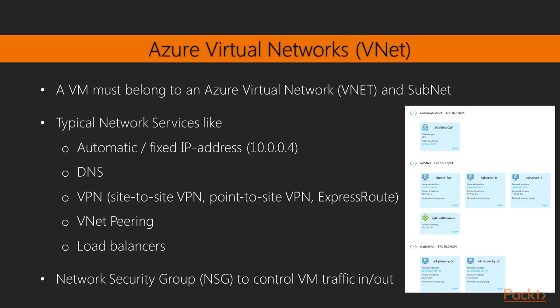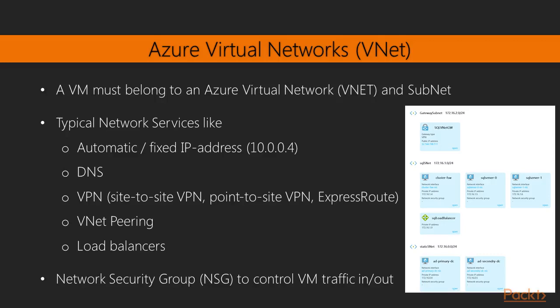Another service that we have available out of Azure Virtual Networks is DNS, as well as virtual private networks: site-to-site VPN, point-to-site connectivity, from like one station, like an admin or developer computer, or the third one, ExpressRoute, which is a dedicated direct connection from your enterprise network to Azure data centers.